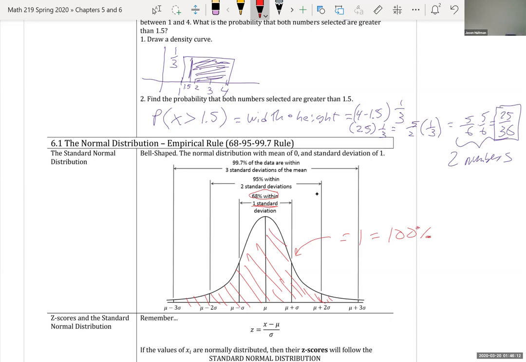We talk about percentiles and percentages, and so the area is equal to 1 or 100%. And we say that within one standard deviation of the mean, remember that mu is the mean, 68% of the data lies within one standard deviation. So within one standard deviation here, 68%, and we'll color code this.